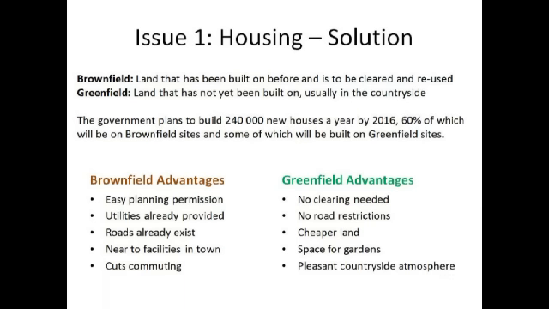The roads are already there, so you can build around them, and the people that go there find it easy to get onto the road and get from place to place. It's near to facilities in town, like shops, so people will love to go live there. And it cuts commuting because, say you put a house in the greenfield land, which tends to be right on the edge of the city, people would have to drive a long way. But if you put it in the brownfield site in the middle of the city, you don't have to go very far to get to your work.